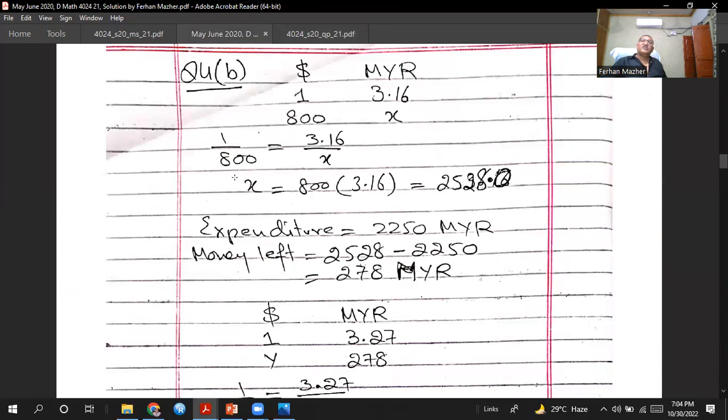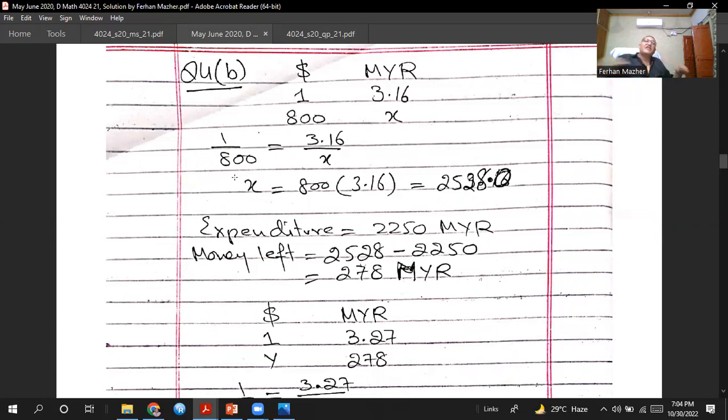We use the method of proportion to solve this kind of question. So dollars and Malaysian ringgits: $1 is equal to 3.16 Malaysian ringgits. You have $800, so how many Malaysian ringgits will you get? It will be 1 by 800 equals 3.16 by x. Cross multiply, so x will be equal to 800 multiplied by 3.16. So you will get 2,528 Malaysian ringgits. Out of this, he spent 2,250 Malaysian ringgits. So money left will be 2,528 minus 2,250, so 278 Malaysian ringgits are left with him.